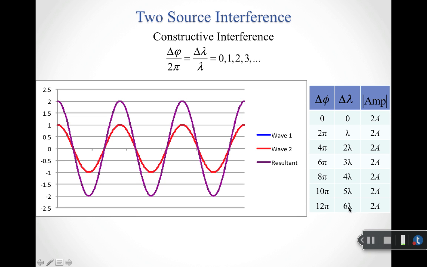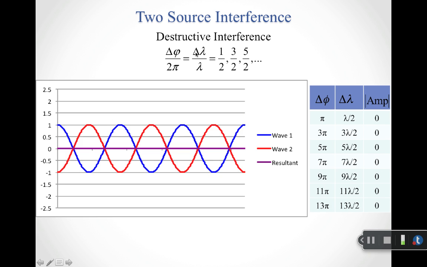So these are path differences that will give me constructive interference. And again, when I have constructive interference, what that means is the amplitude of my resultant wave is twice the amplitude of my initial wave. So this is a situation where I have constructive interference.